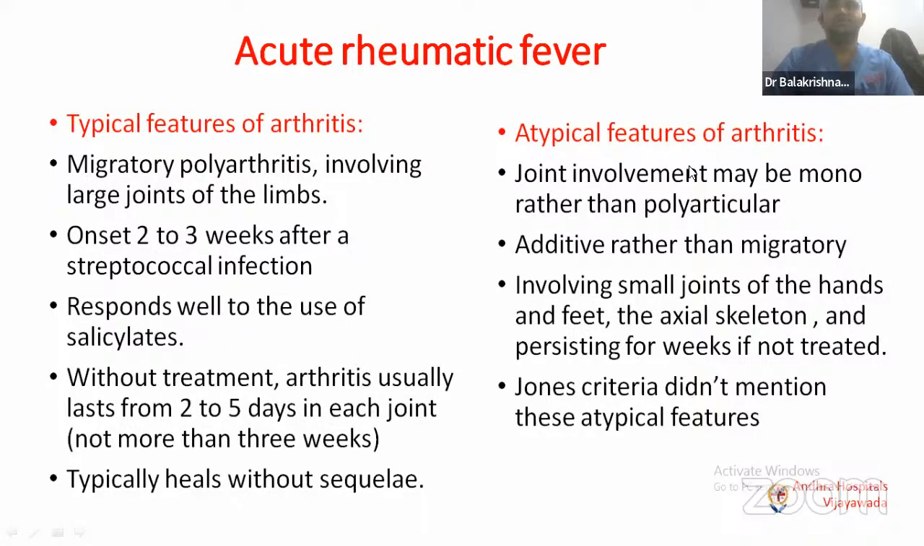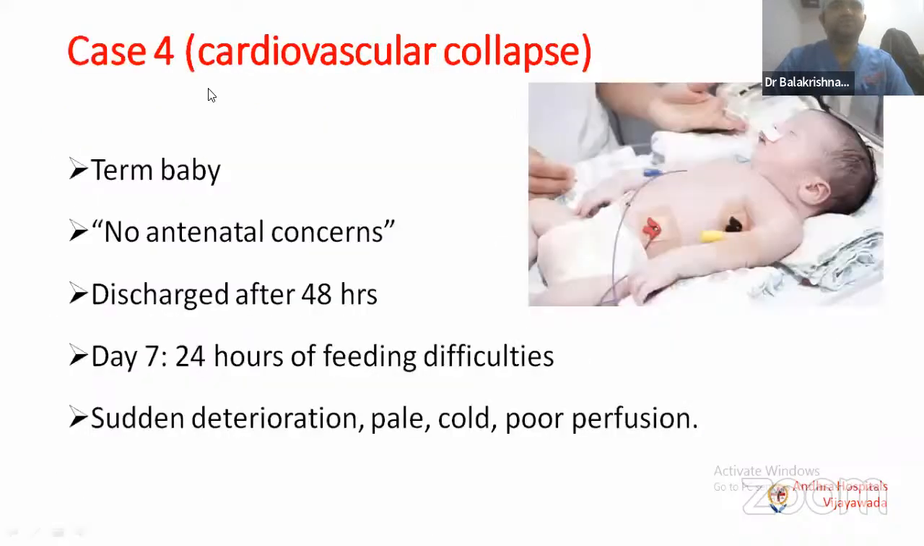So what are the atypical features? Joint involvement may be mono rather than polyarticular. It is additive rather than migratory, involving small joints of hands and feet. And the Jones criteria didn't mention these atypical features.